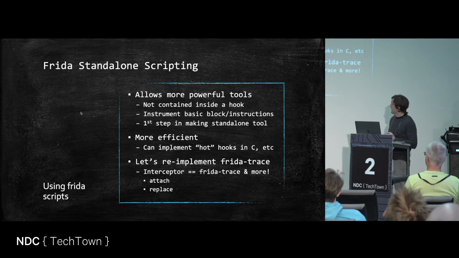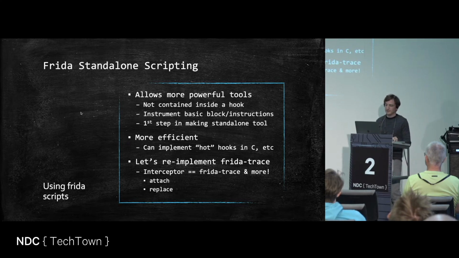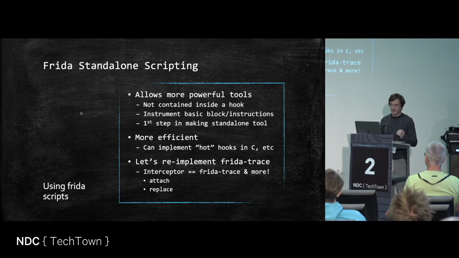So outside of that, there's standalone scripting. This is essentially just automating the REPL. And this allows you also to make some more powerful tooling. The frida-trace is constricting you to being inside of a hook, so you can only do things inside the onEnter or onLeave functions. The standalone scripting lets you do things outside of those.